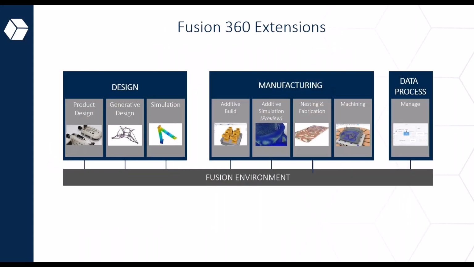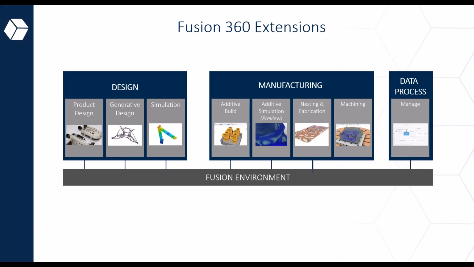Fusion 360 comes with a number of extensions that actually extends the workflow capabilities of Fusion 360, in addition to the core product capabilities that it has. So in the design space, you've got the product design, the generative design, and simulation extensions that allow you to sort of streamline your production and design process, where then you've got the manufacturing extensions that give you the additive build options. So that's more for the 3D printing and additive manufacturing process. And you've got your nesting and fabrication and machining extensions that further extend the capabilities of Fusion.